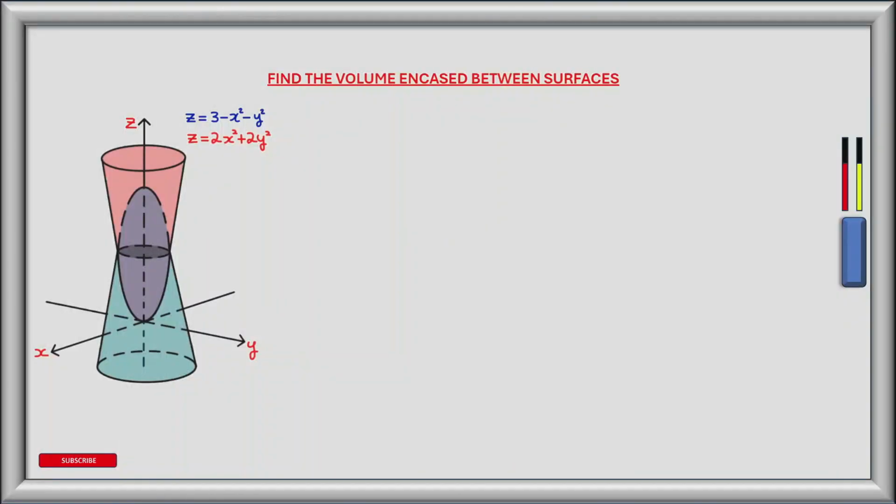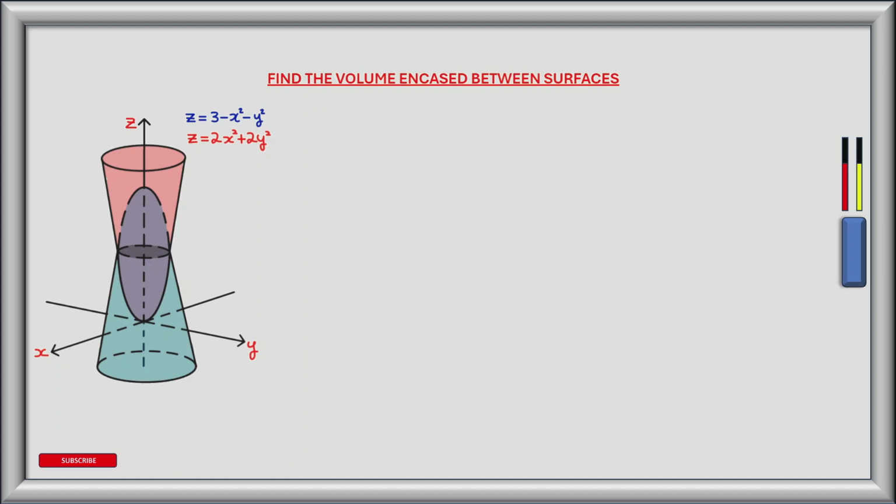We have two surfaces, a blue surface and a red surface. The equation of the blue surface is z equals 3 minus x squared minus y squared, and the equation of the red surface is z equals 2x squared plus 2y squared. Our task here is to find the volume encased between the two surfaces.